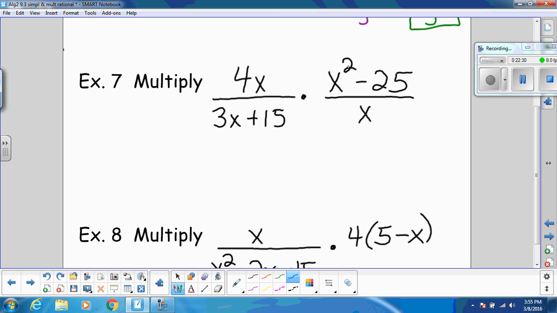Well, in the numerator here, I see a subtraction, so I need to go through my list. Is there GCF? No. I have 2 terms. Is it a difference of 2 squares? Yes. I have the square root of x squared. That's going to give me x. And I have the square root of 25. That's going to give me 5.